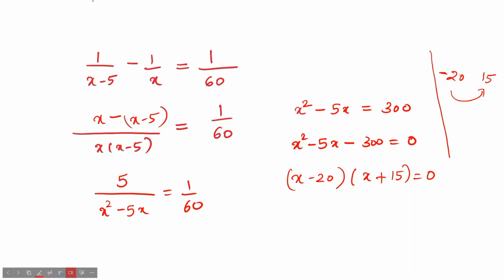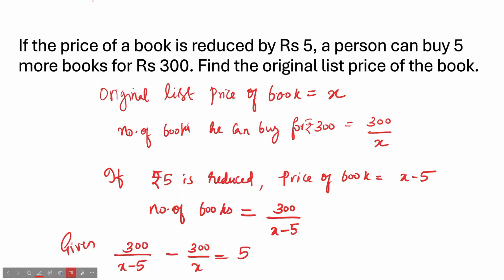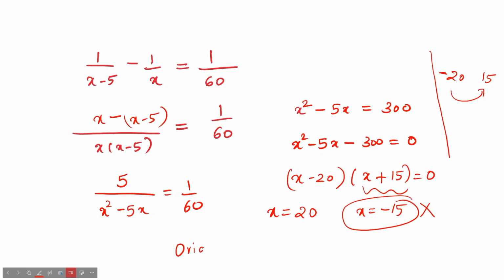If x minus 20 is 0, x must be 20. And if x plus 15 is 0, x must be negative 15. But this should be rejected, right? Because it's a price. So the original list price of the book equals rupees 20.